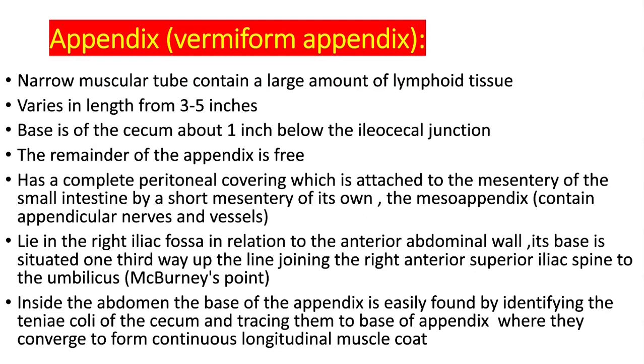It lies in the right iliac fossa in relation to the anterior abdominal wall. Its base is situated one-third of the way up the line joining the right anterior superior iliac spine to the umbilicus, which is called McBurney's point. Inside the abdomen, the base of the appendix is easily found by identifying the taeniae coli of the cecum and tracing them to the base of the appendix, where they converge to form continuous longitudinal muscle cords.